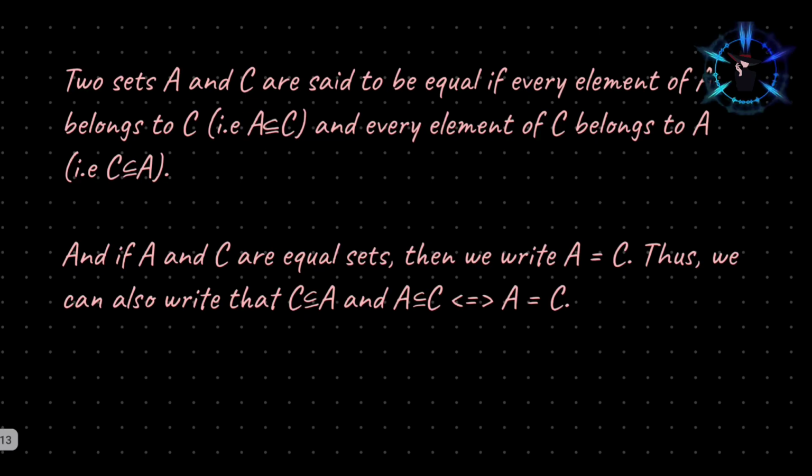Two sets A and C are said to be equal if every element of A belongs to C and every element of C belongs to A, right? That is what we have seen. All the elements of A will also be present in C, whereas all the elements of C will also be present in the set A. And if they are equal, then we can write A equals C. Thus we can also write C belongs to A and A belongs to C if and only if A equals C. This is known as if and only if.